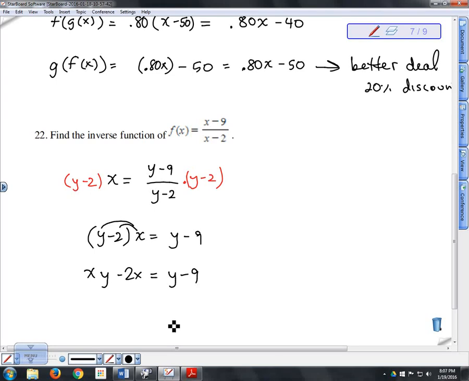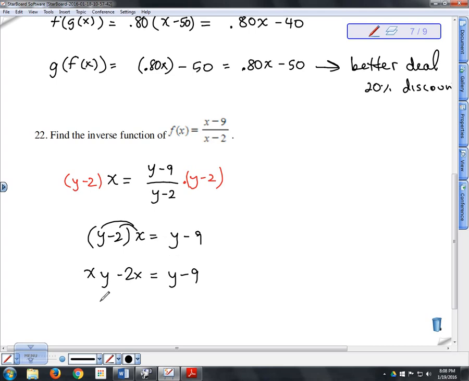equals y minus 9. What I'm trying to do here is isolate y. That's the second step of finding an inverse. The first step is to switch the place of x and y. The second step is to isolate y. And the problem is I have a y over here and I have a y over here. I need to get the y terms on the same side of the equation.